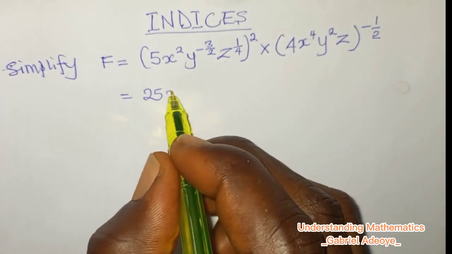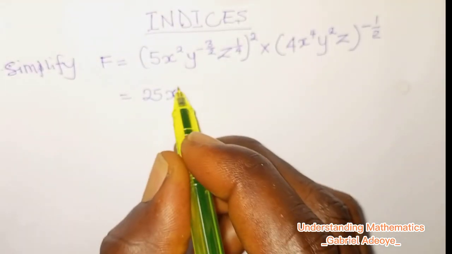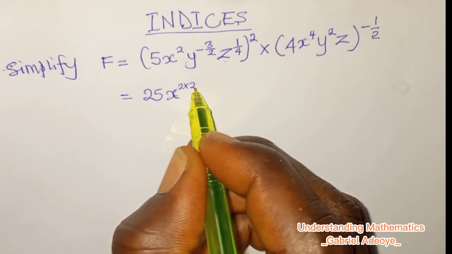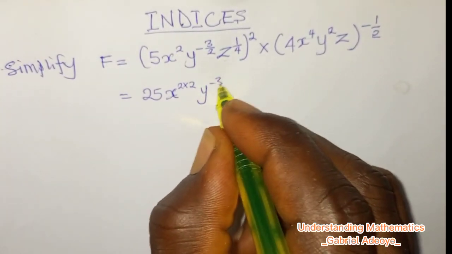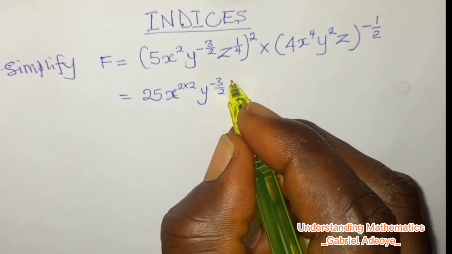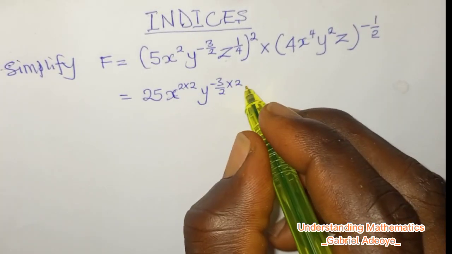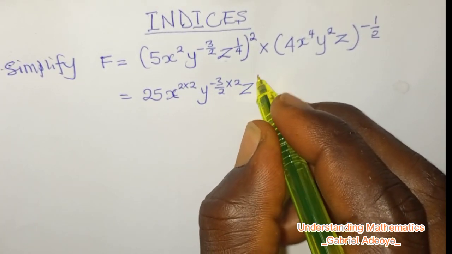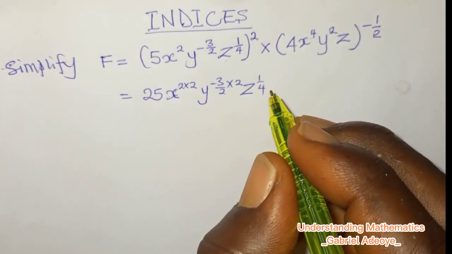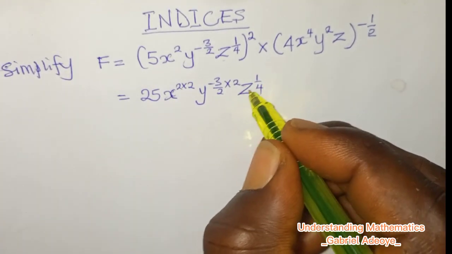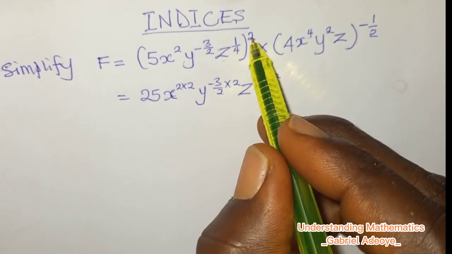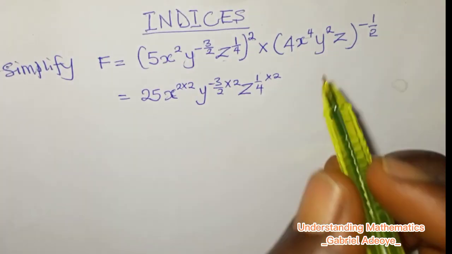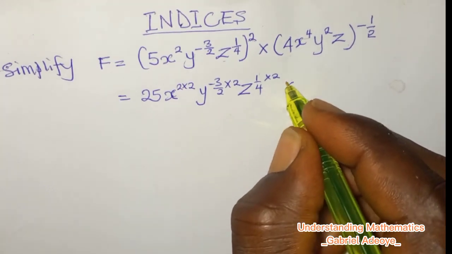x squared, that's x raised to power 2 multiplied by 2. We also have y raised to power minus 3 over 2 multiplied by 2. And of course, z raised to power 1 over 4 times 2. So as you can see, I've used this power to open the bracket for all the elements in the bracket.